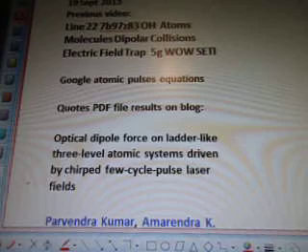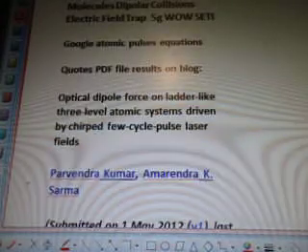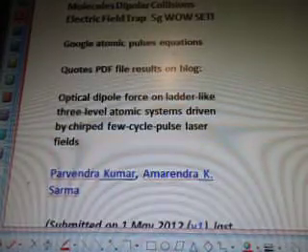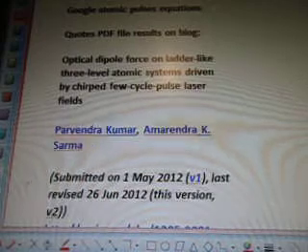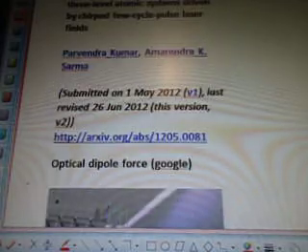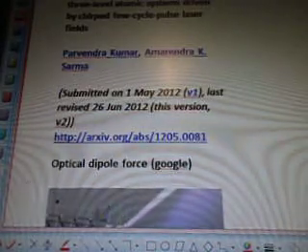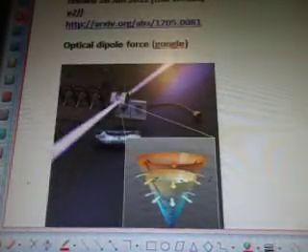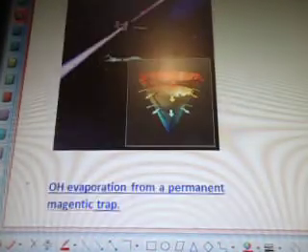So you can Google the atomic pulse equations. Quotes and PDF file results are found on a blog. Optical dipole force on ladder-like three-level atomic systems driven by chirped fused cycle pulse laser fields. The name of our scientists from June 2012. The link was arxiv.org. So optical dipole force brought this up.